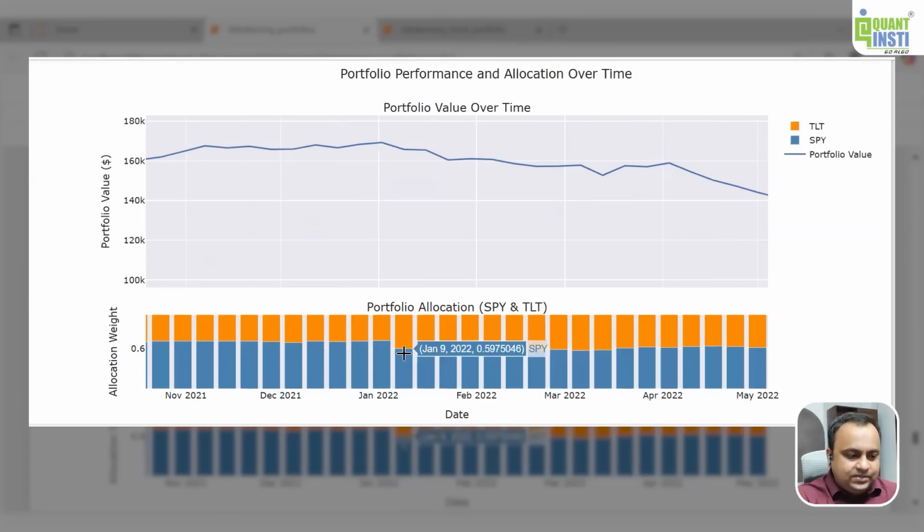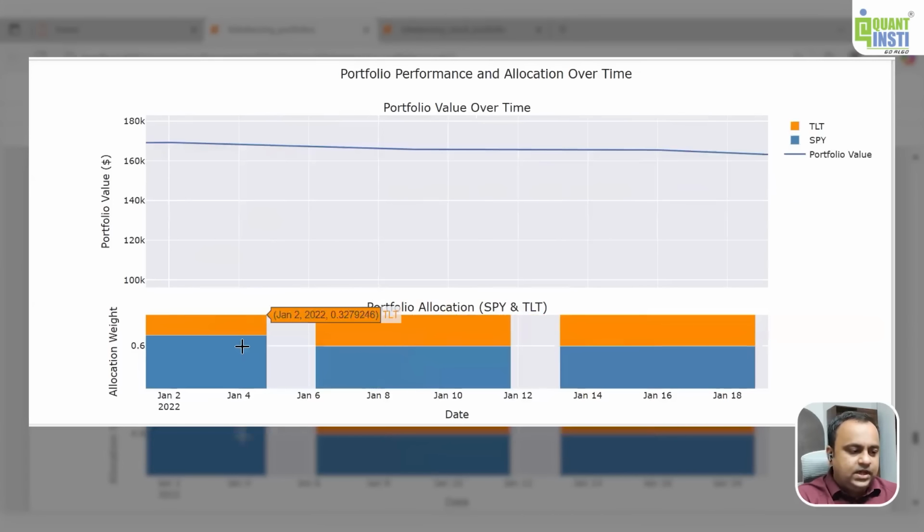So you can clearly see this is 0.5975. The reason you don't see exactly 0.6 is because I have resampled this data into weekly. There is a very small drift as this is taking the end of the week data. However, this rebalancing is very clearly visible over here. If I go closely, you can see how suddenly this fall has happened. And this is at the end of the year.